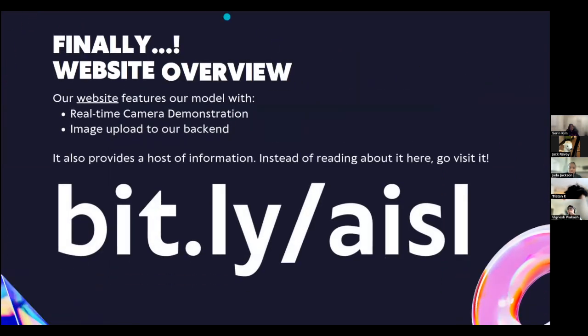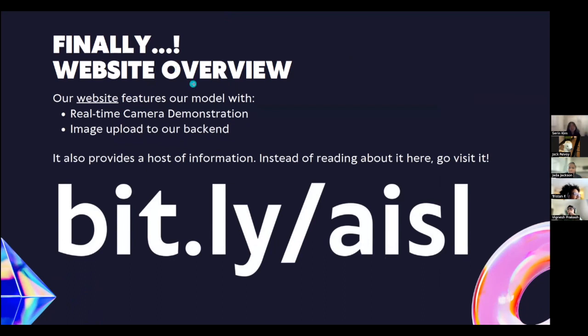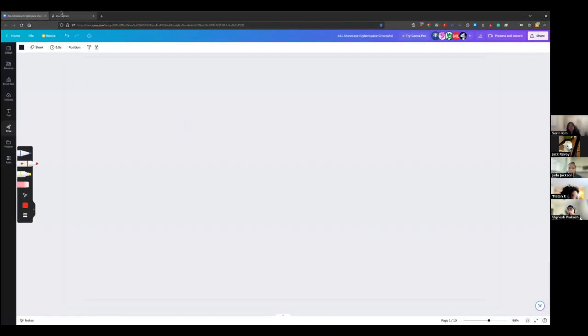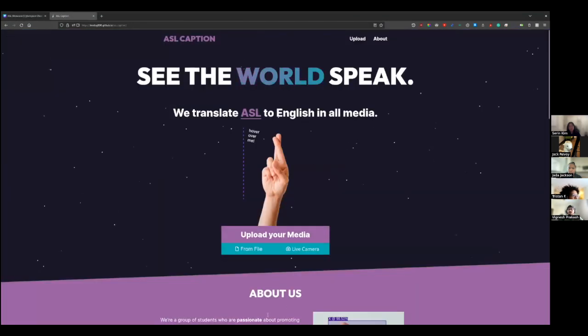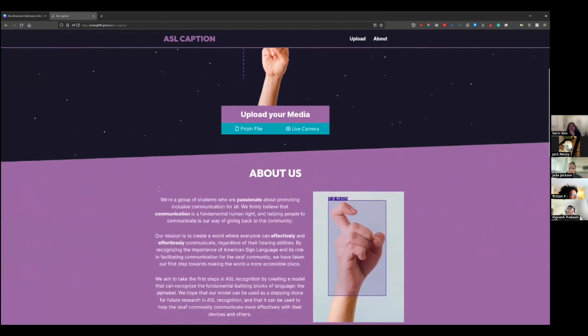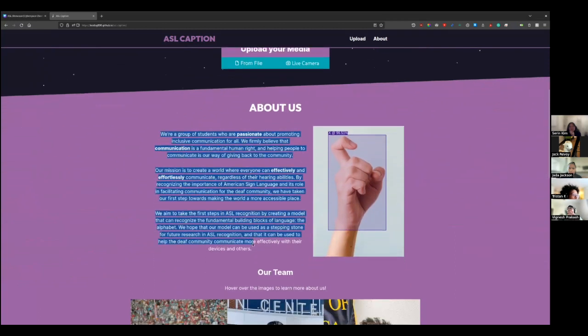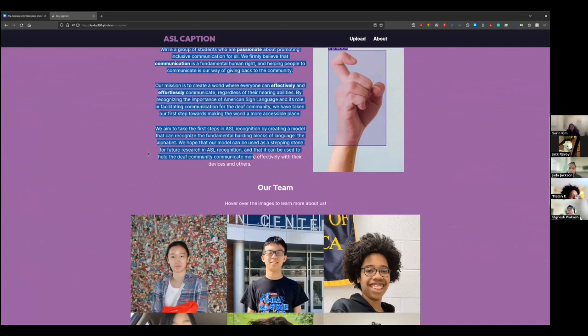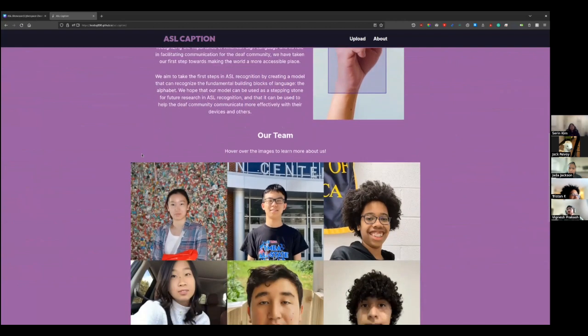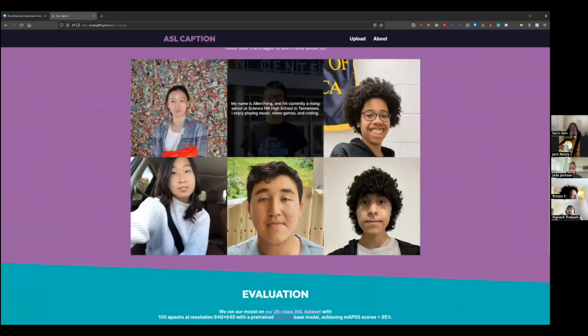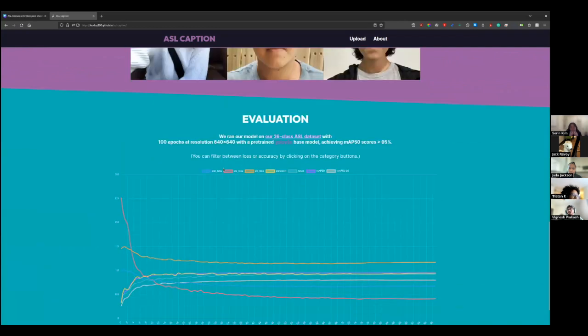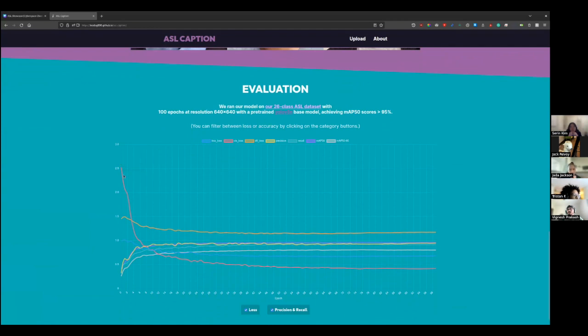All right, as you saw, we do have a website with a live camera demo, and one of our team members is going to paste this link into the chat for you to visit yourself. But here it is. We have our overview with our upload media buttons from a file powered by the backend or the live camera, which is running directly in the browser. We have our About Us section stating our goals, and we have our team section stating the people that worked on this and their intros, what interests them. And we also have our evaluation section, which shows the data that we collected through training our model through 100 epochs.